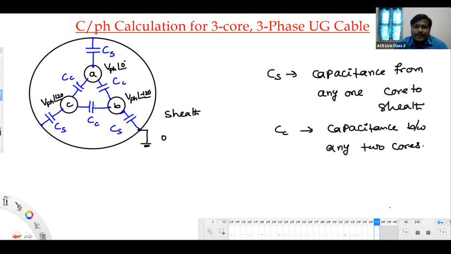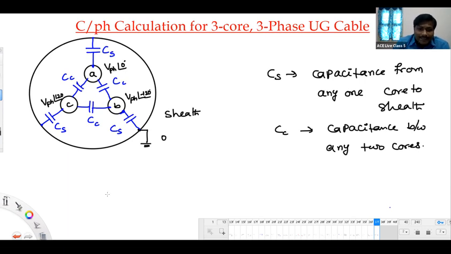Next, listen all of you. Capacitance per phase means the effective capacitance from any one of the phase conductors to neutral. So this whole distribution diagram we should modify. First you tell me, how are these CCs connected?